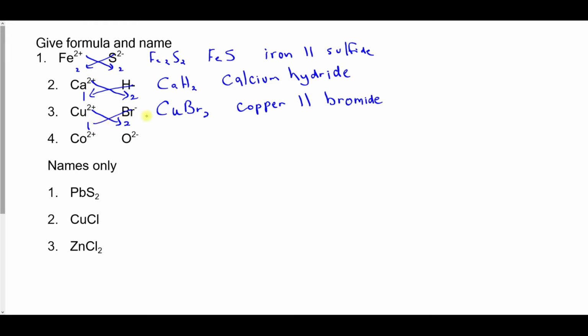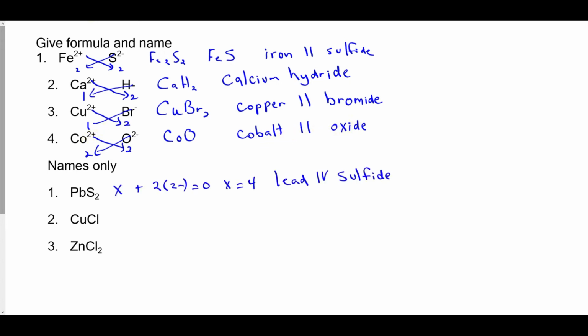Using the crossover method, I get a formula of CuBr2. Now I know copper is +2, and copper is one that has more than one charge, so the name is copper 2 bromide. This underscores the importance of writing the second letter in lowercase. I see that cobalt has more than one charge, and the 2 is given, so I know it's cobalt 2 oxide. Recognizing that lead has multiple charges, I determined that sulfide is -2, and there are 2 of them, so I have a charge of -4. There's only one lead, so it must be +4, so I have lead 4 sulfide.